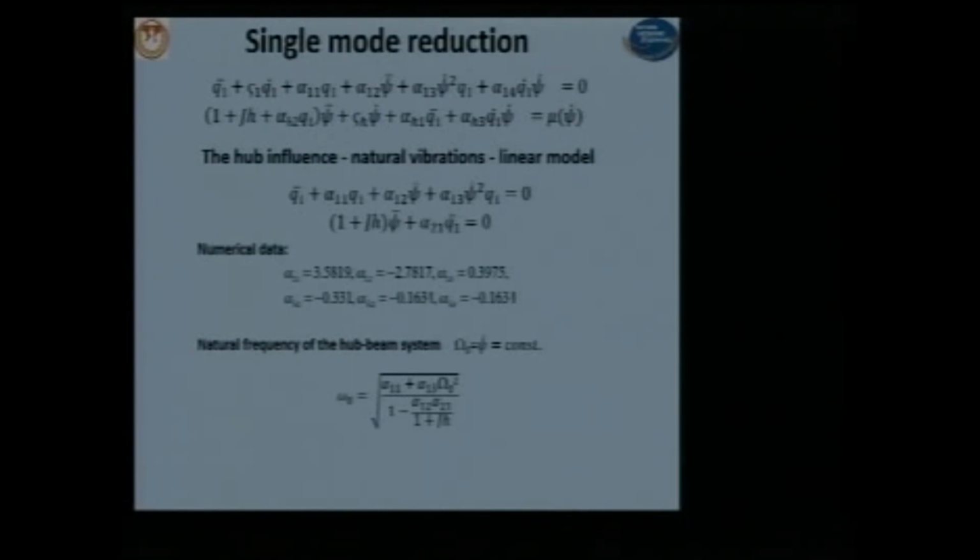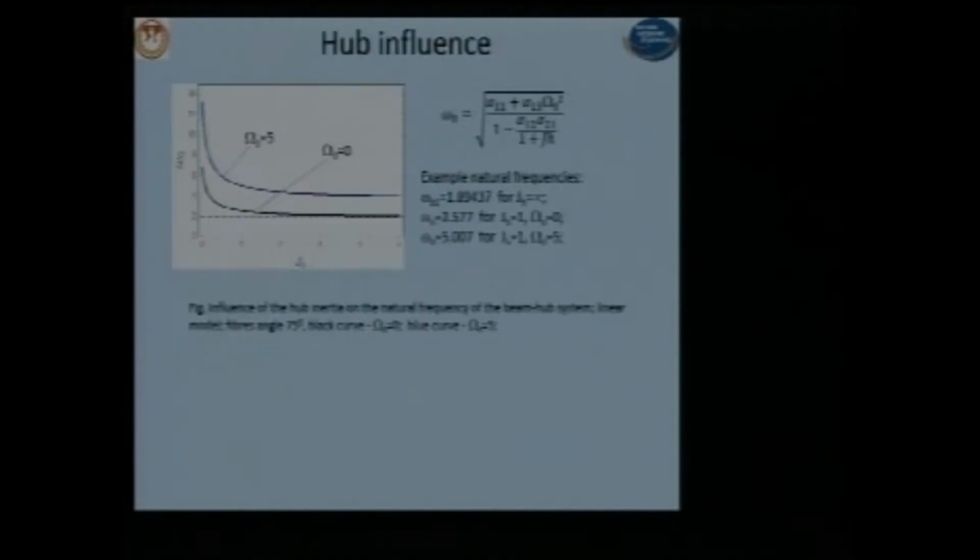If we reject all nonlinear terms, we get two linear equations. Putting omega as a constant for one moment, just to see what happened, we got the natural frequency of the full hub-beam system. And we see that we can consider the beam as a rotating cantilever only if the hub inertia tends to infinity.